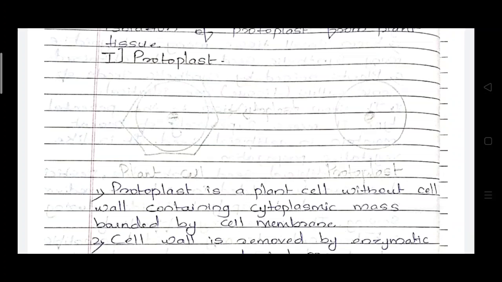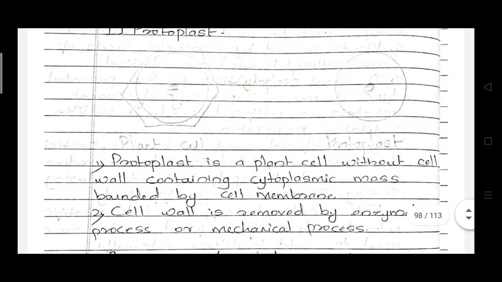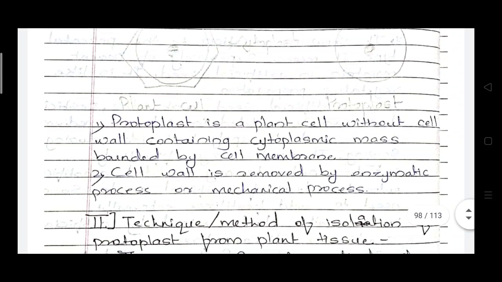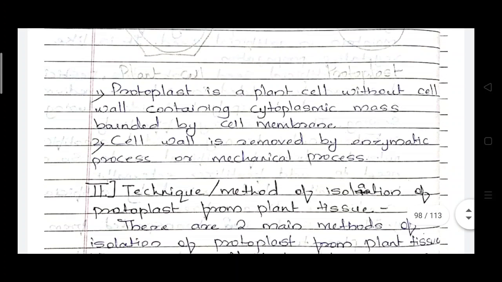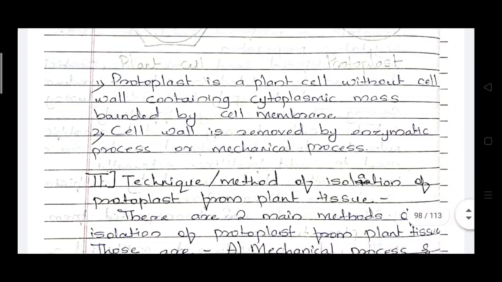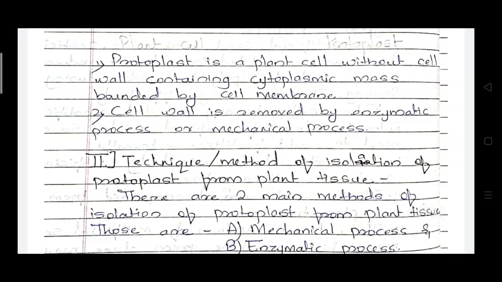A protoplast is a plant cell without a cell wall, containing a cytoplasmic mass bounded by the cell membrane. The cell wall is removed by an enzymatic process or a mechanical process. In short, the protoplast is nothing but the cell organelles without the cell wall.